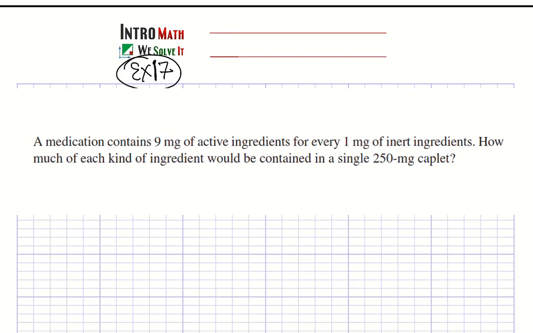Let me see. That's 9 milligrams of active ingredient for every 1 milligram. So it's comparing the inactive ingredient with the active ingredient, right? So it gives you 9 milligrams for active and 1 milligram for inactive, okay? They call it innate, but it's inactive. It means the same thing.